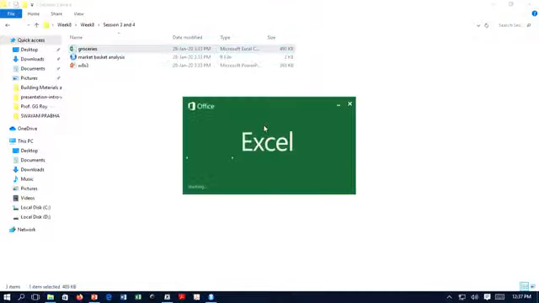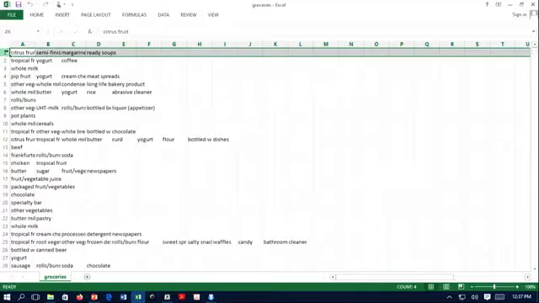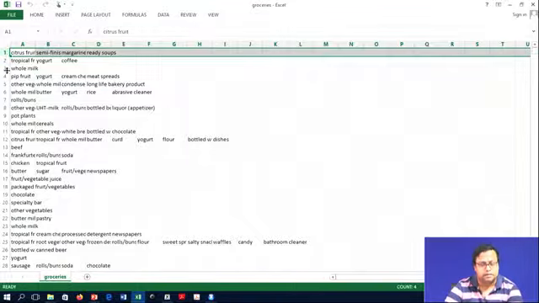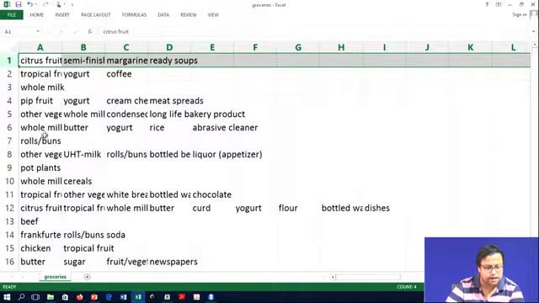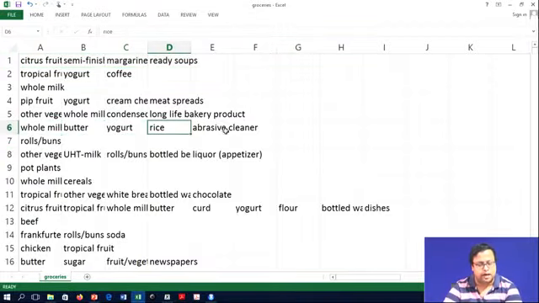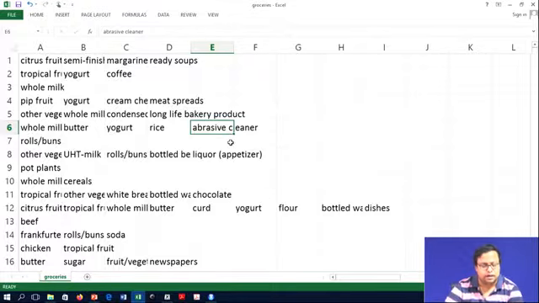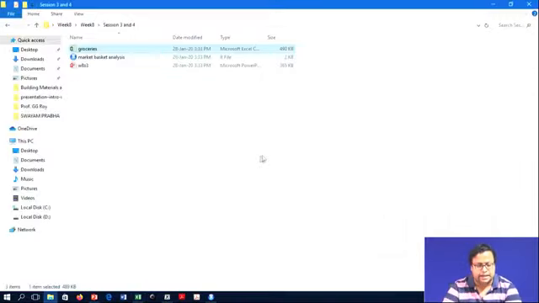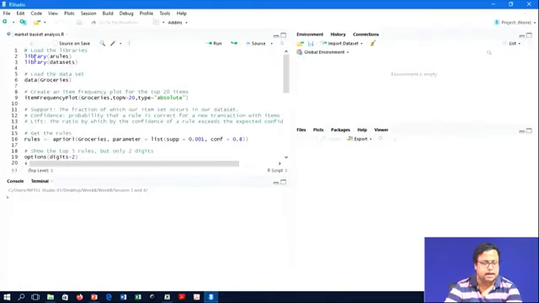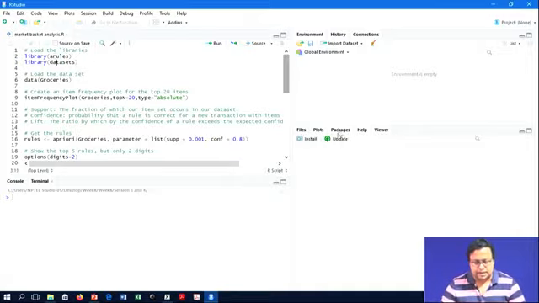If I open this data, each of these rows is a transaction. You see that whole milk, butter, yogurt, rice and abrasive cleaner have been bought together, and, let us say, fruit, yogurt, cream cheese and meat spreads have been bought together. This is publicly available data that we have taken, and we will use market basket analysis on it. For that there are two libraries that I will use, one is arules and one is datasets.